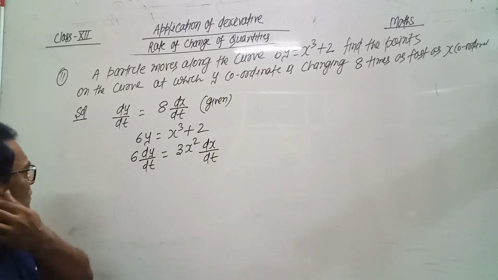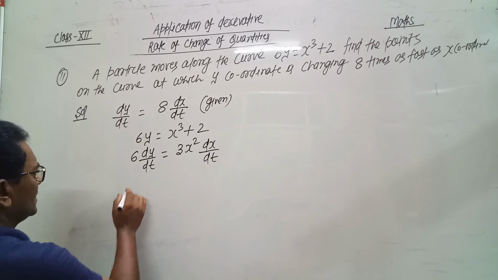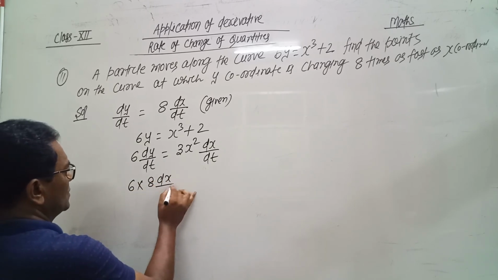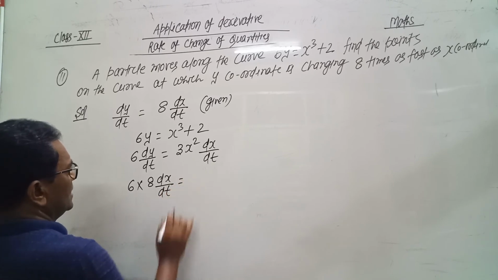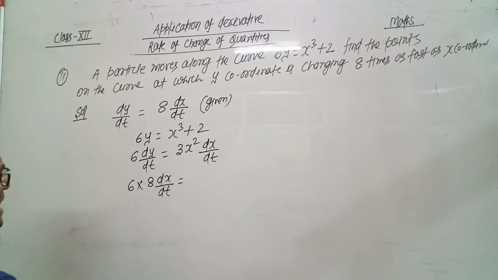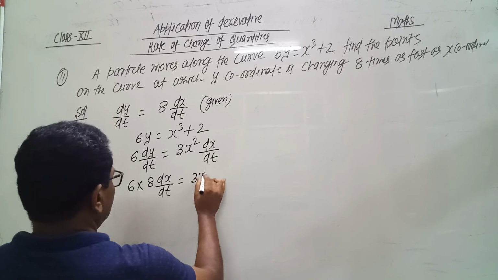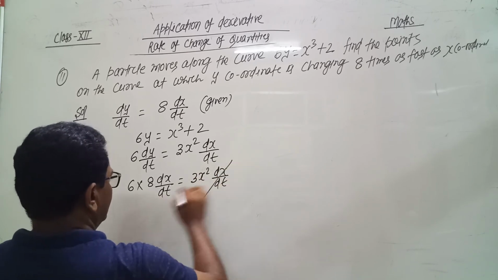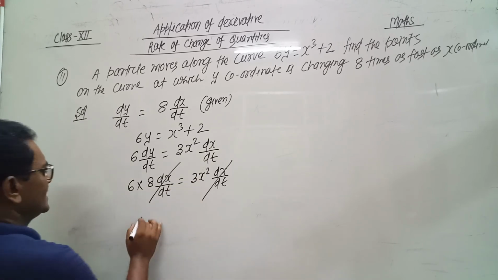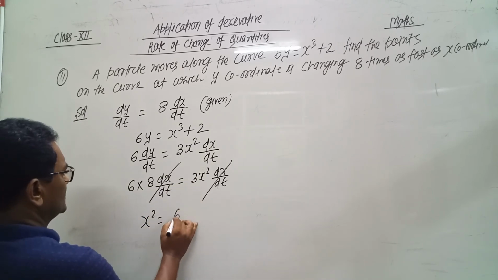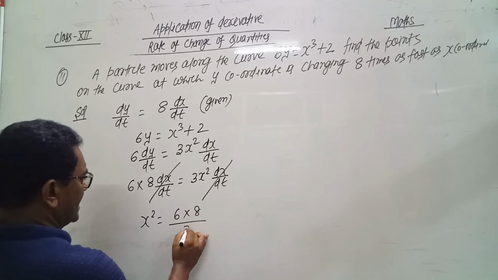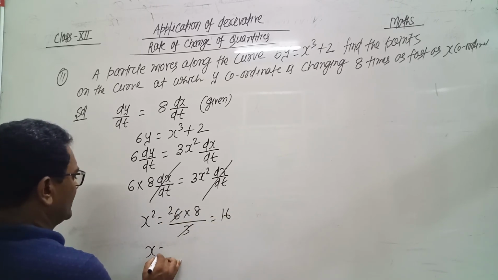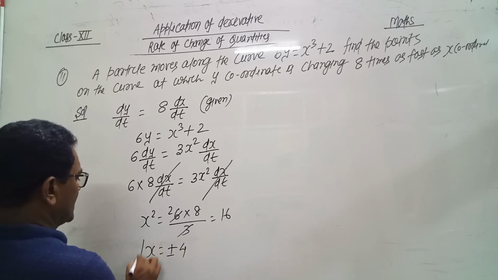Now put the value of dy by dt. So 6 into 8 times dx by dt equals 3x square into dx by dt. From both sides, dx by dt gets cancelled and x square comes to be 6 into 8 by 3, which is 16, and the value of x comes to be plus or minus 4.